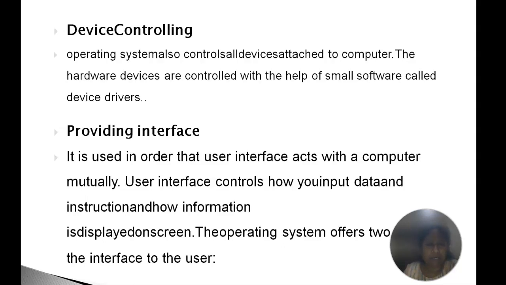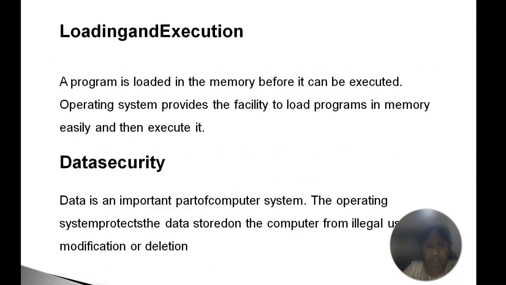Providing interface. It is used so that the user can interact with the computer. The user interface controls how input data and instructions are entered and how information is displayed on the screen. The operating system offers two types of interface to the user. First is the graphical user interface and second is the command line interface. Loading and execution of programs. A program is loaded in memory before it can be executed. The operating system provides the facility to load programs in memory easily and then execute them.